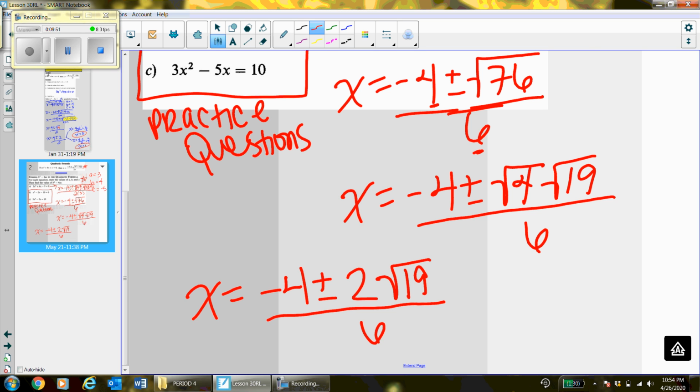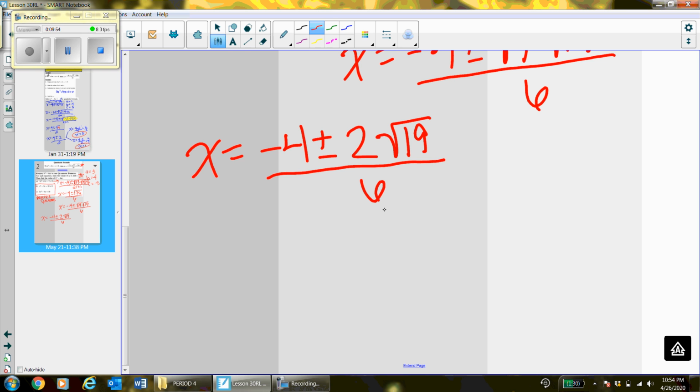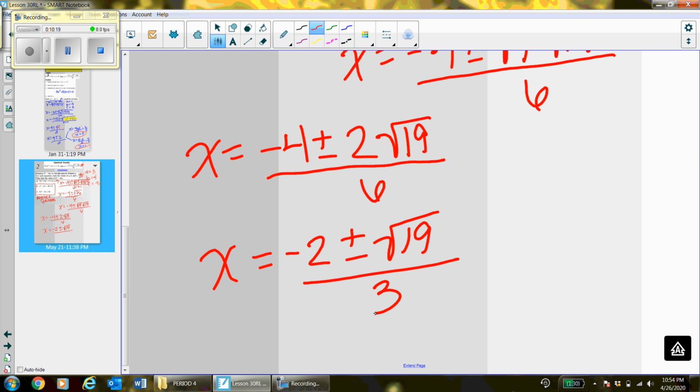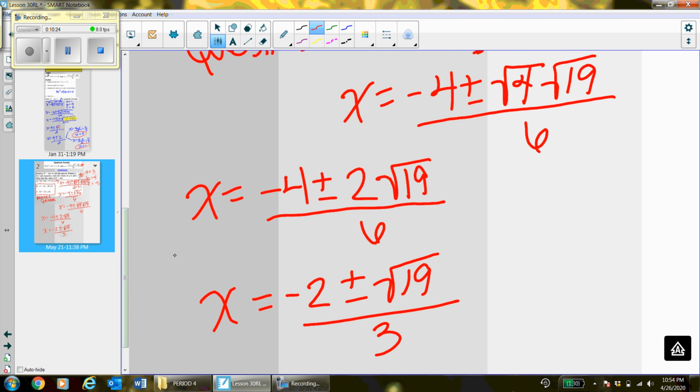And now I see that all 3 of these numbers on the outside are divisible by 2. So I can now simplify them. So negative 4, as we know, divided by 2 gives me negative 2. That positive 2, right here, divided by 2 would have been 1. Ones are normally implied if they work as a coefficient. So this would be radical 19. And this 6 divided by 2 will give me 3. So this is our final answer.